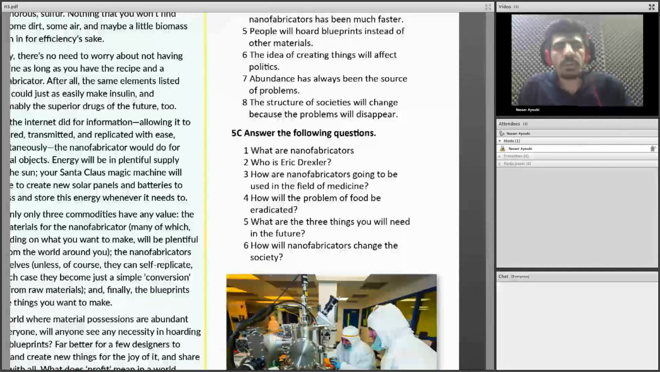Answer the following questions. 1. What are nanofabricators? So in paragraph 3, we have the definition of nanofabricators. They are tiny factories, large at first, like early computers, but soon enough you'll be able to buy one that can fit on the desk. You'll pour in some raw materials, perhaps water, air, dirt, and a few powders of rare elements if required, and the nanofabricator will go to work.